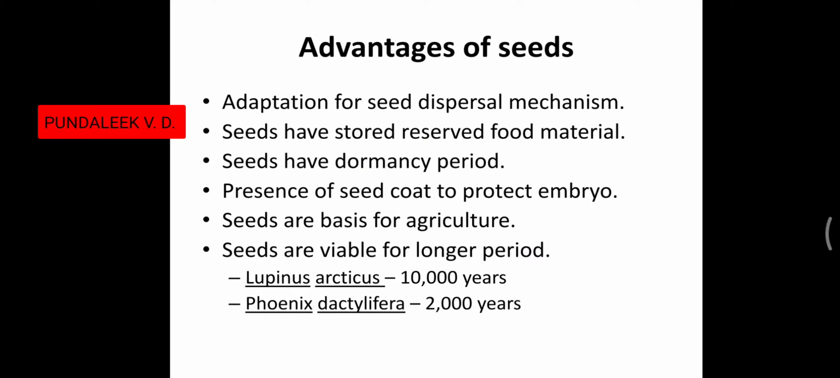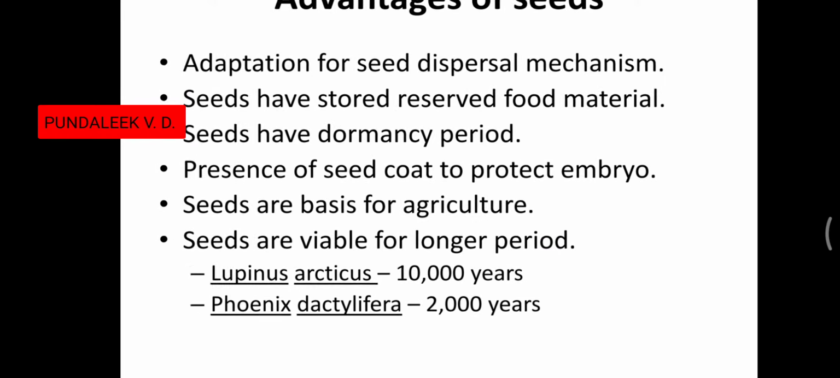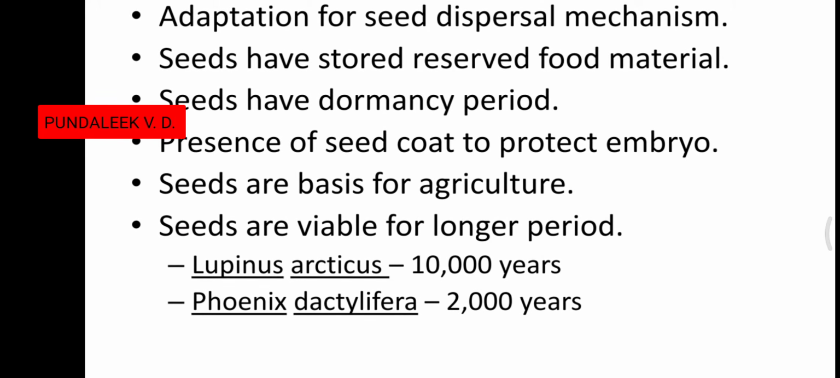Here I have mentioned two examples. The first one is Lupinus arcticus, where the seeds can be viable for up to 10,000 years. And the second one is Phoenix dactylifera, the date palm plant, whose seeds can be viable for about 2 years.